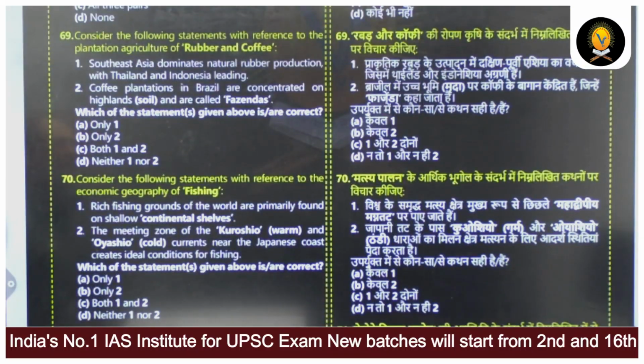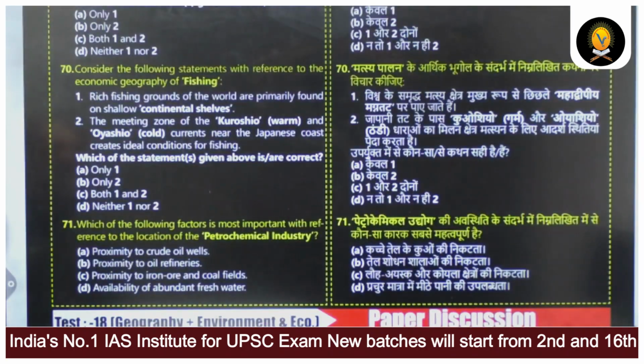Consider the following statement with reference to the plantation agriculture of rubber and coffee. Southeast Asia dominates natural rubber production with Thailand and Indonesia leading, correct. Coffee plantations in Brazil are located on the highlands and are called fazenda, correct. Both are correct.